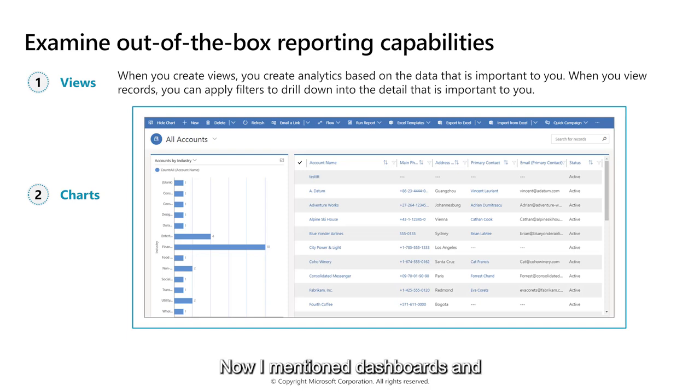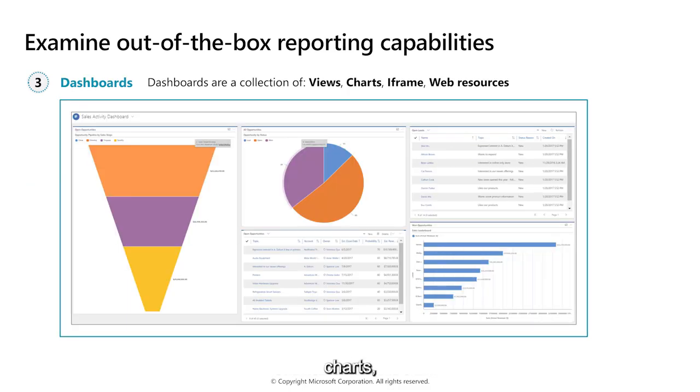Now, I mentioned dashboards, and dashboards are a collection of views, charts, iframes, or web resources, and we can set up dashboards as we want to. Now, the advantage of dashboards over views and charts is that views and charts relate to the table that we're looking at. So if we've got something in accounts, we need to be looking at accounts, or contacts if we're looking at stuff for contacts. But dashboards are a collection, so we can set up a dashboard to report on data across different parts of the system. So we can easily attain a high-level overview of data all in one place.